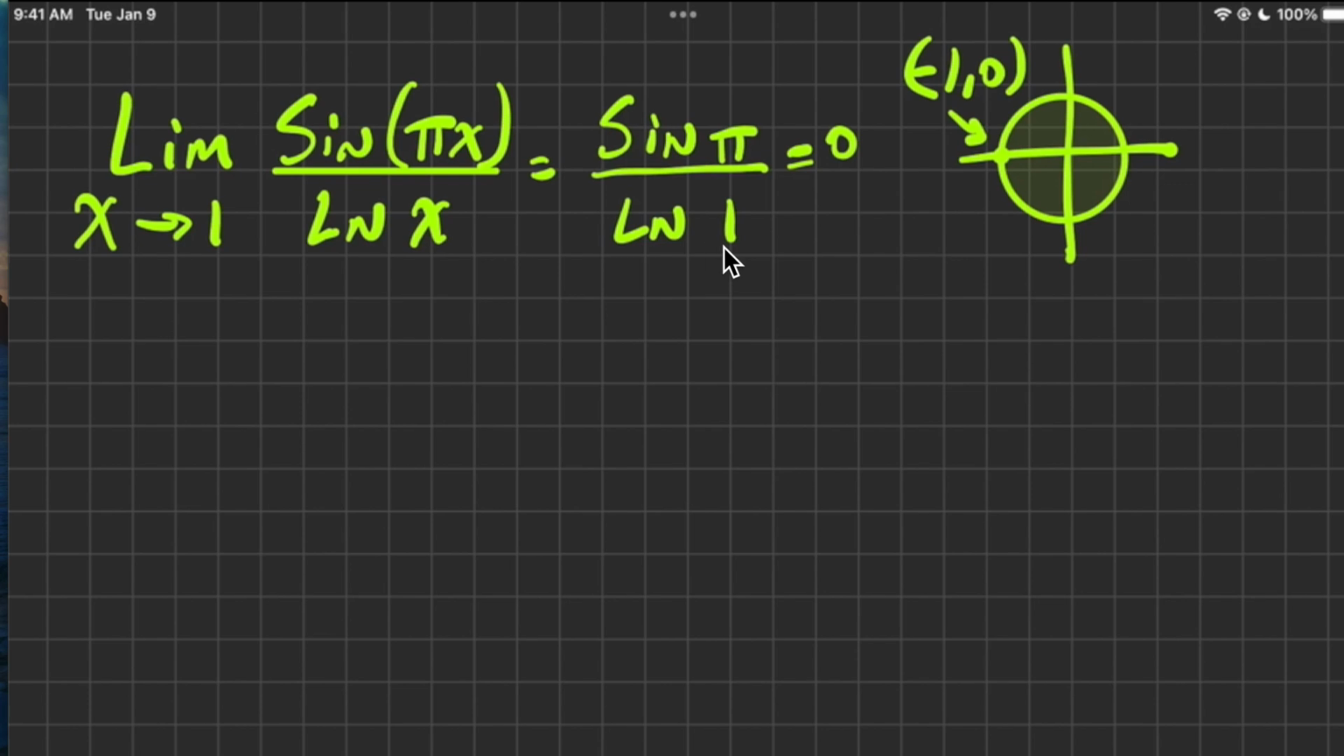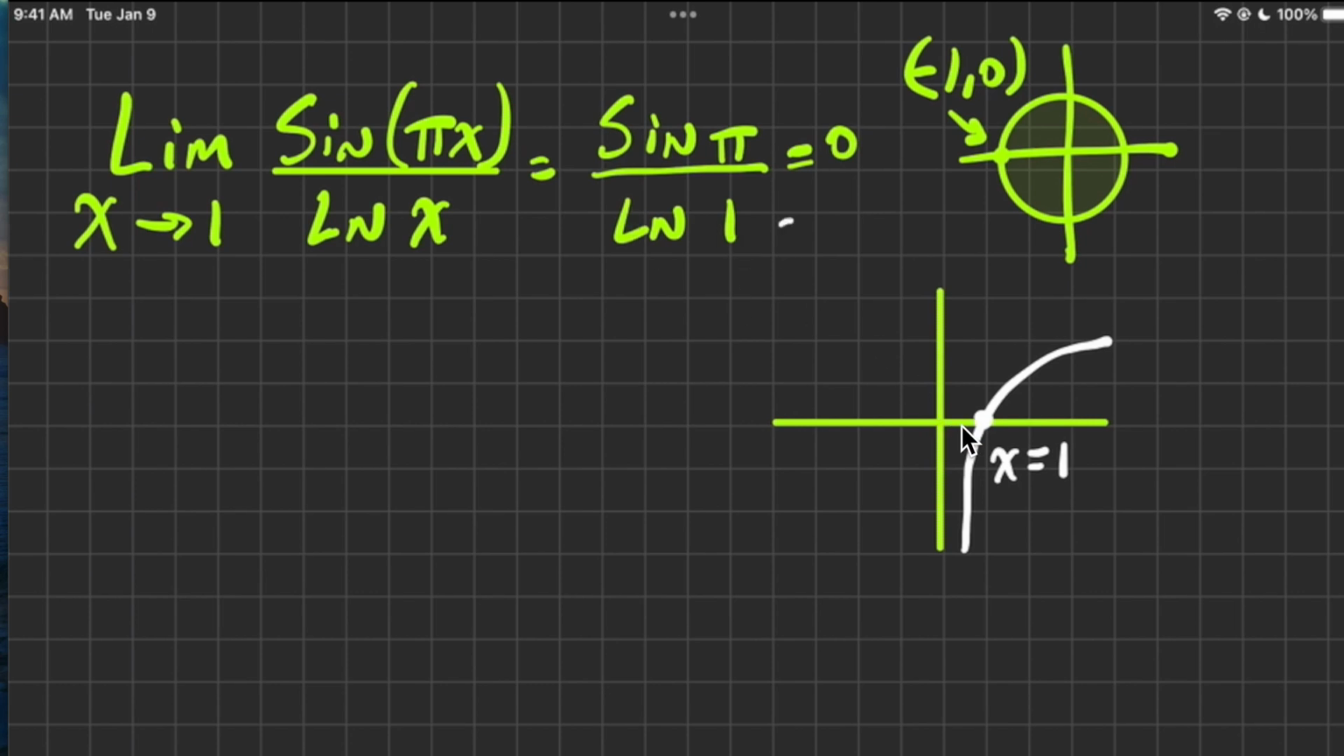To look at this natural log of 1, it's a really good idea to memorize this graph if you haven't. This is y equals ln of x, looks something like this, and it crosses the x-axis when x equals 1, and at that value the y is 0. So the ln of 1 is 0.